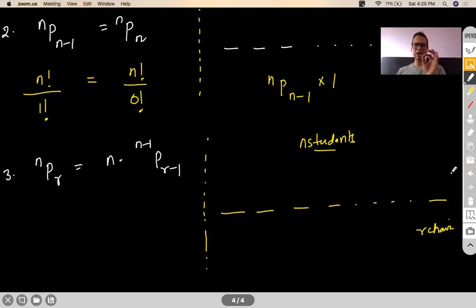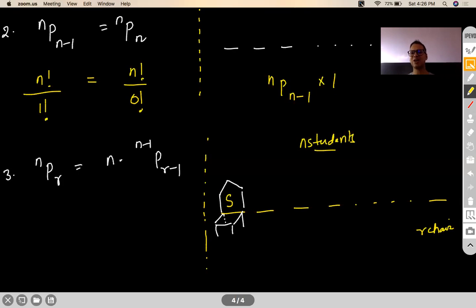Now see how I'm trying to do this activity. There is one chair, let's say the very first chair, which is a special chair. When I'm trying to arrange, I would like to first find a suitable candidate for this chair. So how many ways can I fill up this special chair? You can say it is a hot seat, and I want to fill up that hot seat first. How many ways can I fill that hot seat? You'll say n ways. Yes, absolutely. Correct, because that chair can be filled by any one of these students.